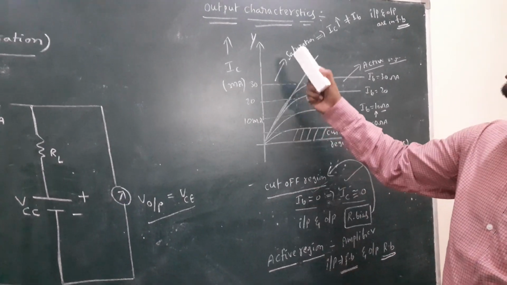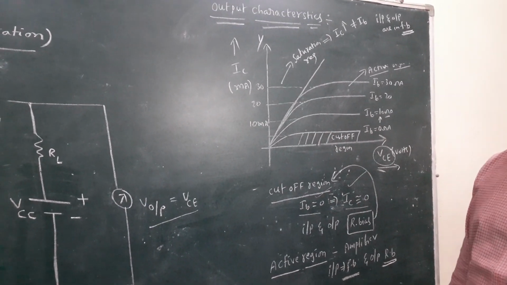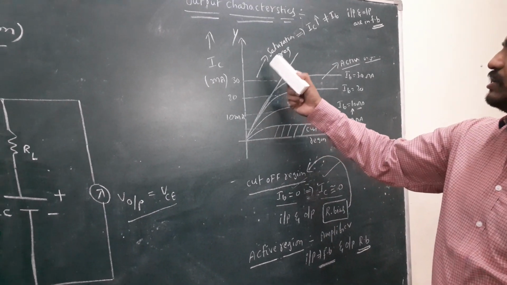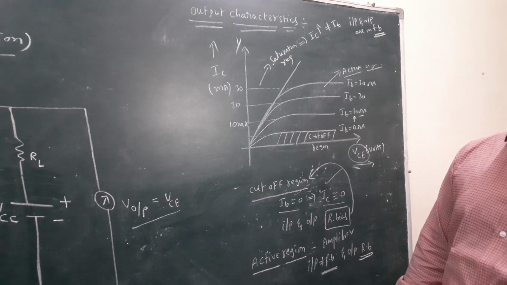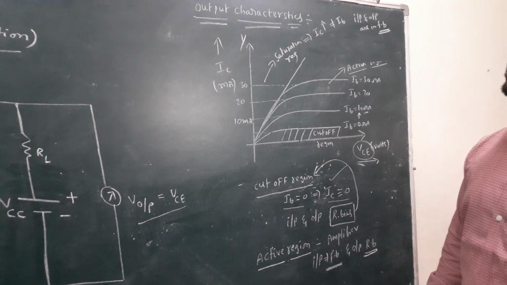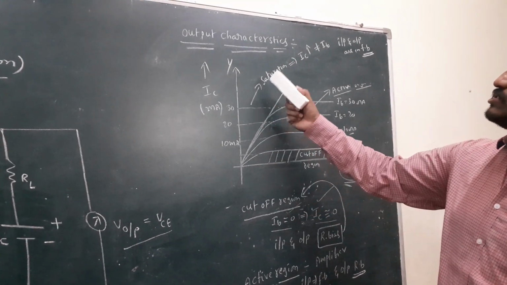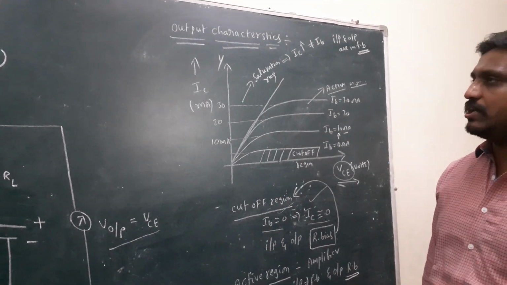Here in the saturation region, IC does not depend upon the IB nana. In this region, both input and output are forward bias. This region is called saturation region.